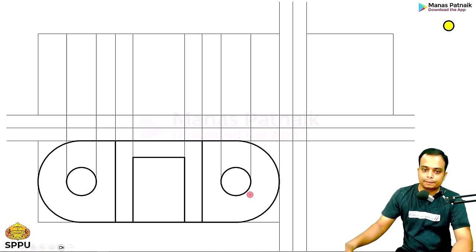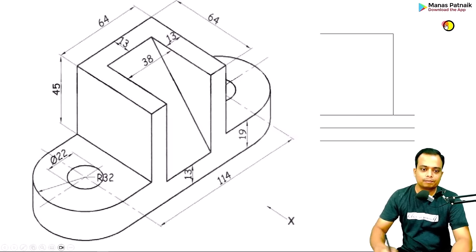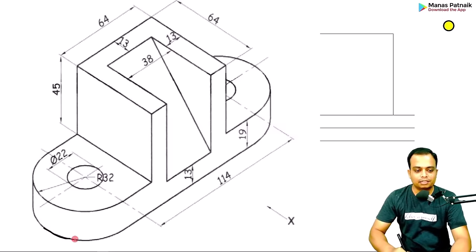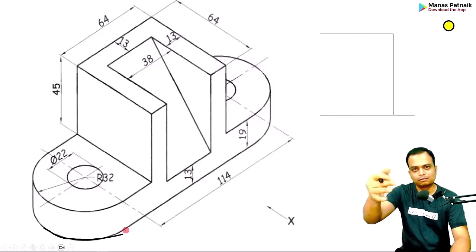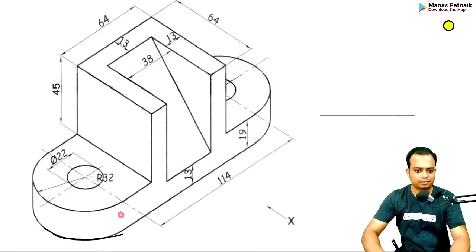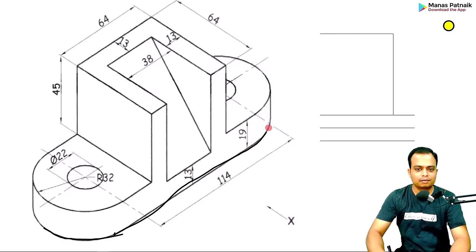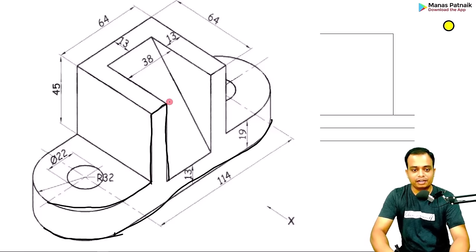Now what? Take a look. What can you see? Sir, this curved portion will look like a straight line. From the front, it will look like a straight line. Okay. And here also, this portion will be visible, sir. From the front, this portion will be visible. I mean, these two lines are having different lengths.